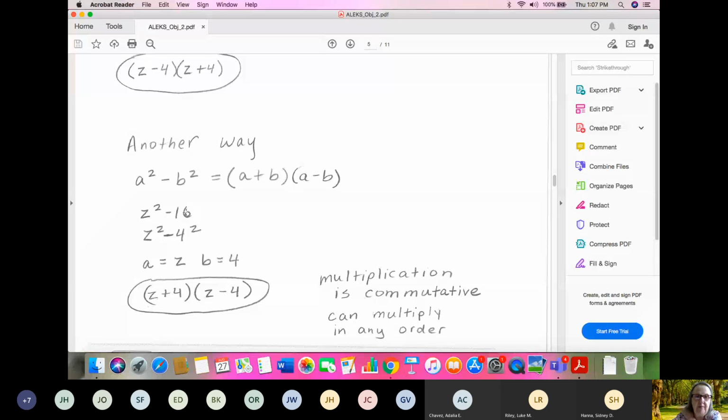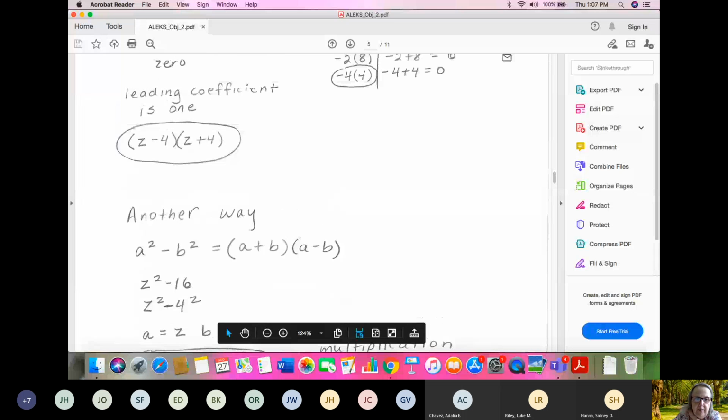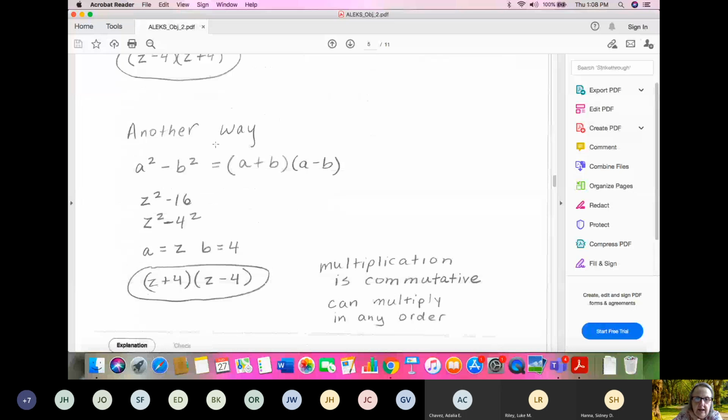We just plug into our factoring formula, which is right here. We plug in Z for A here and here. We plug in 4 for B here and here. And that gives us Z plus 4 times Z minus 4. So that's one way to do the problem. And with factoring, there are so many ways to do so many of the problems. I'm thinking that's one reason why students may find it somewhat difficult and challenging.